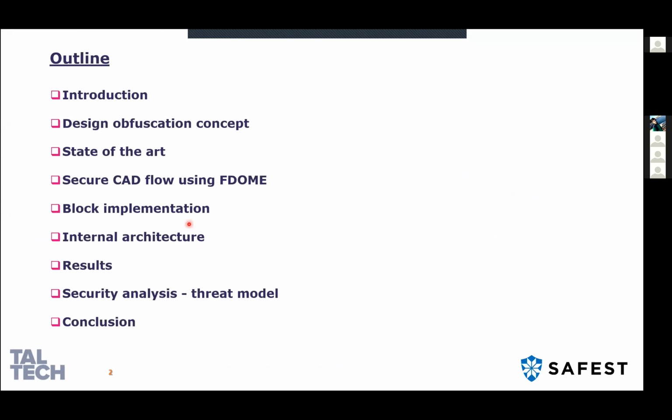The outline of this presentation is divided into 9 different sections. First, I will present the introduction, and then I will introduce the design obfuscation concept and state of the art. Next, secure CAD flow using FDOM, block implementation, internal architecture, and results, security analysis, and finally the conclusion.